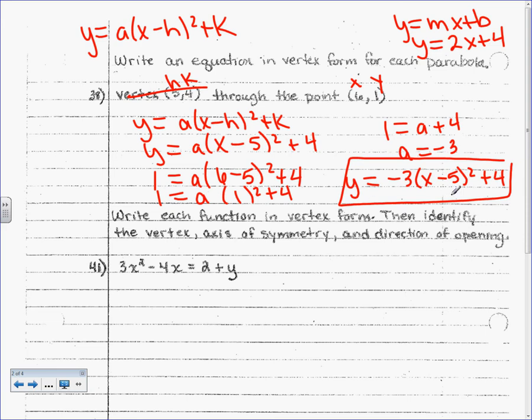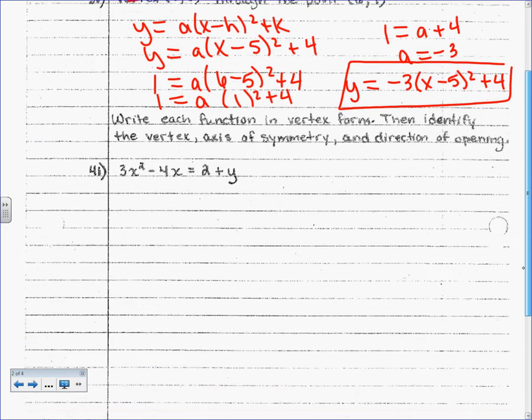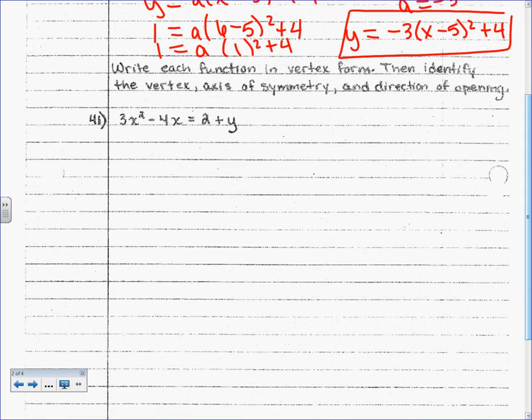Okay. Last question. Write each function in vertex form, then identify the vertex, the axis of symmetry, and the direction of the opening. We've been doing that the whole time. We didn't do the AOS yet, but we've been doing all the other stuff the whole time. So again, let's get it in vertex form. What do I need to do first? Get y by itself. So subtract 2. Good.